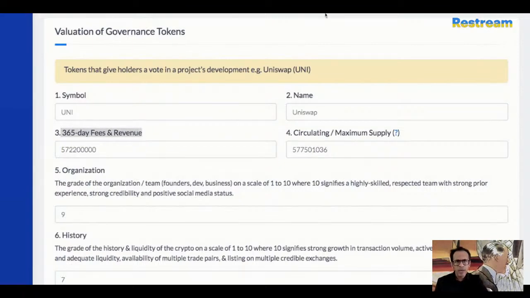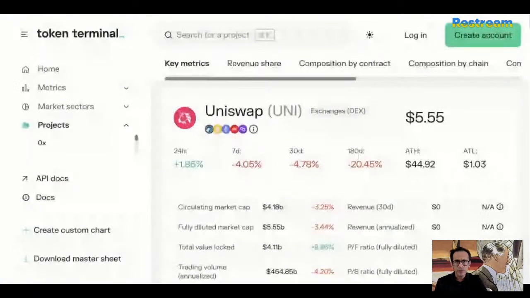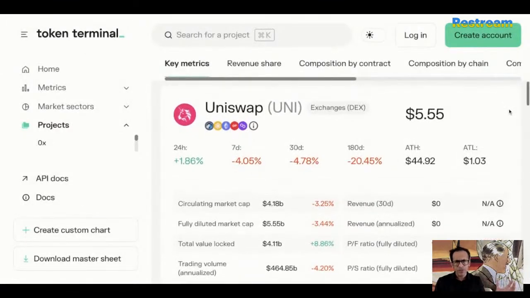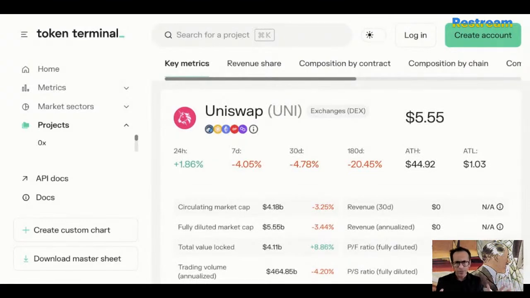Now, I find a very good source for this information is Token Terminal. I don't know if you guys can see it on your screen. Yeah. Now you should be able to see Token Terminal on your screen. So Token Terminal has a lot of paid features also, but for free also it gives you a lot of very good information.